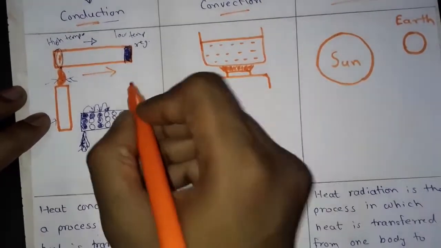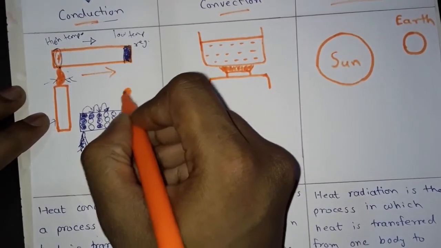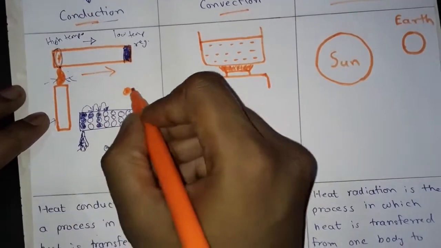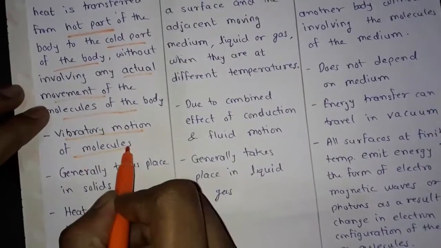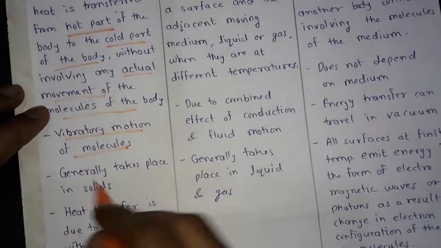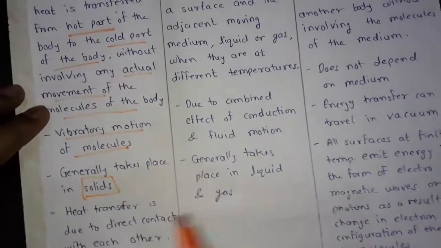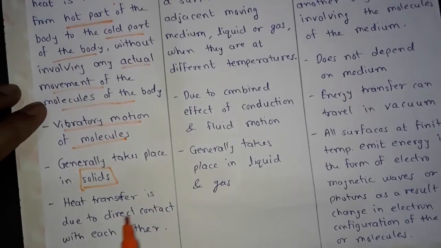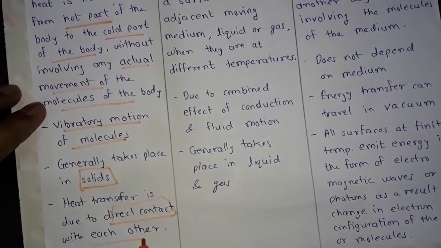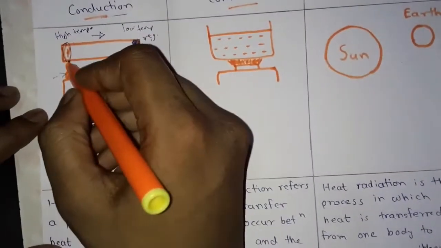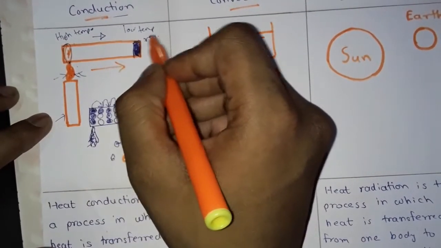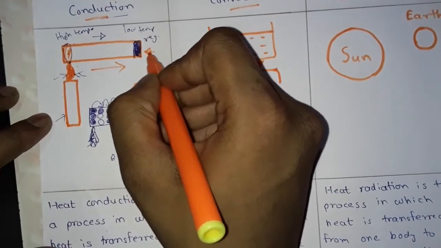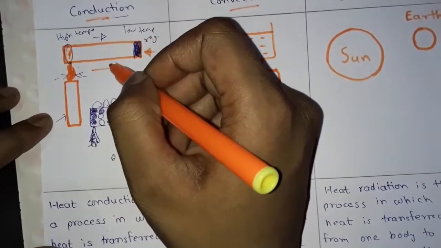This is not happening here. It only vibrates about its mean position, that is only this position. And further, vibratory motion of the molecules occurs here. As we have seen, it generally takes place in solids only. Heat transfer is due to direct contact with each other. As we have seen here, it is direct contact between the flame and this conducting part, and also with our bare hand. This is direct contact.